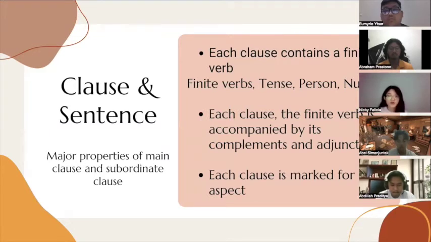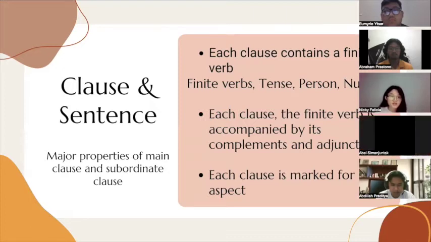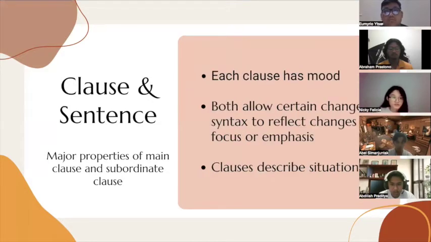Next, each clause, the finite verb, is accompanied by its complements and adjuncts. Next, each clause is marked for aspects. And also the aspects can be changed. For example, Wickham was eloping with Lydia as opposed to Wickham eloped with Lydia.